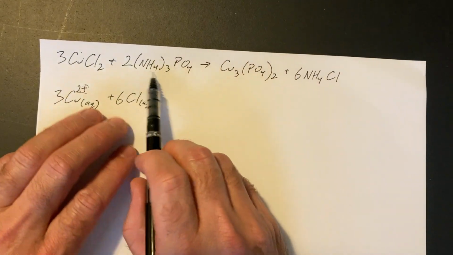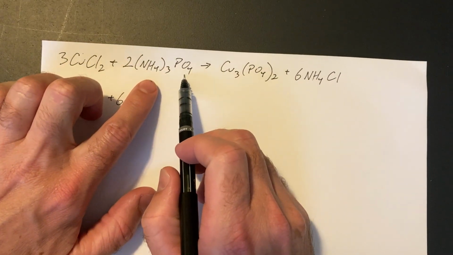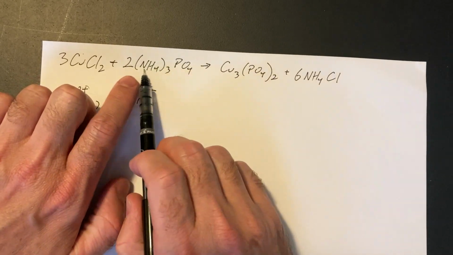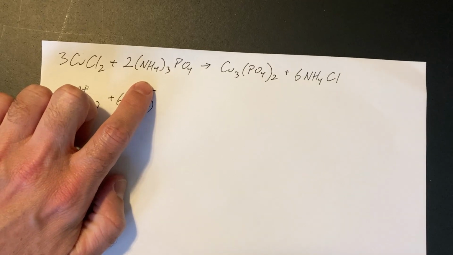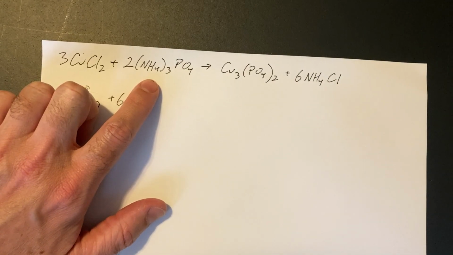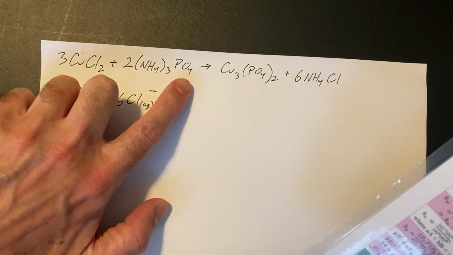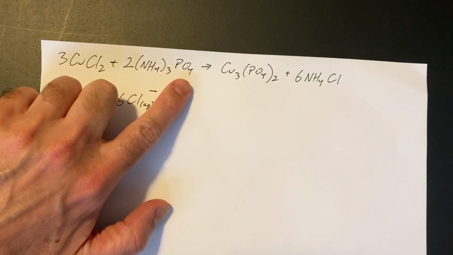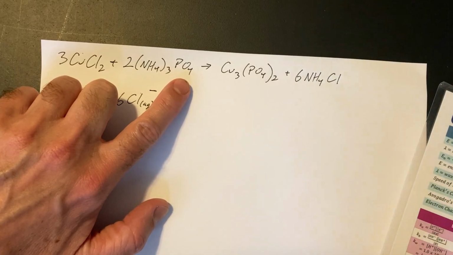All right, let's break apart our next one. This one is a little more complicated. This one is made of 2 polyatomic ions. NH4 is a polyatomic ion. It is ammonium. We talked about that one already. And PO4 is a phosphate ion. We mentioned the name of it, but we didn't talk about the fact that it's a polyatomic ion.